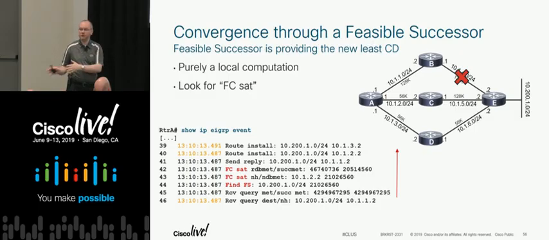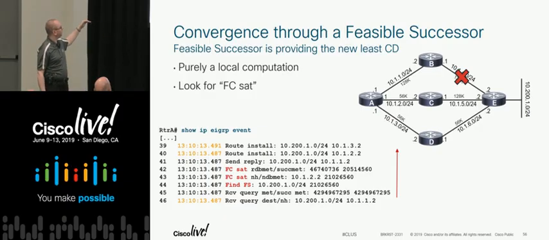And A goes, OK, B, I know that you're not my next hop anymore, but let's see. I know C, and C is passing the feasibility condition. C is providing the next least distance. Perfect. This is my distance. I'm choosing over to C. There is no sending replies, sending queries here. We just see feasibility condition satisfied here. And this is something you would see in your show ip eigrp events log.